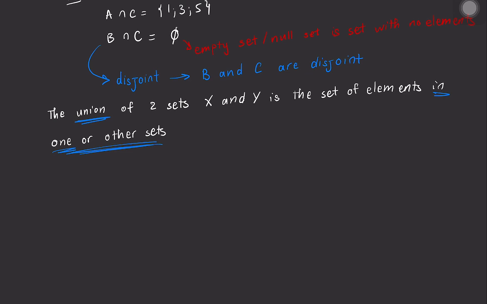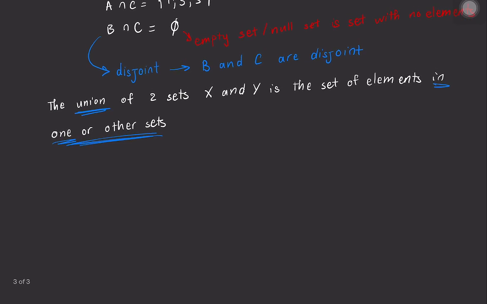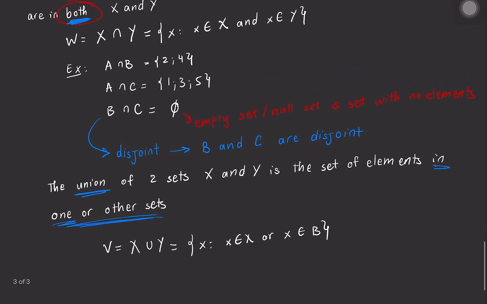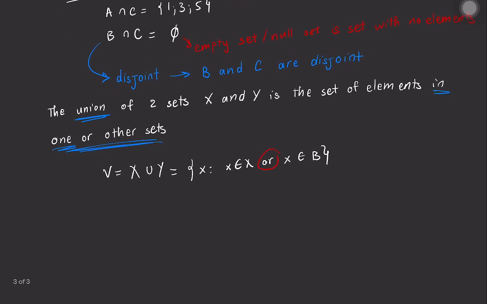For the union, we denote it with a U. So let's say V is the union of X and Y, which we denote as: for every element x, x belongs to X or x belongs to Y. So note the difference in how we denote the intersection and the union here. For the intersection, we use the and, but for the union, we use the or. So note that.